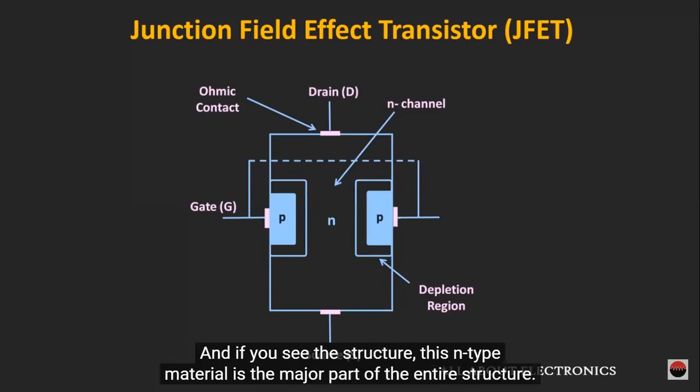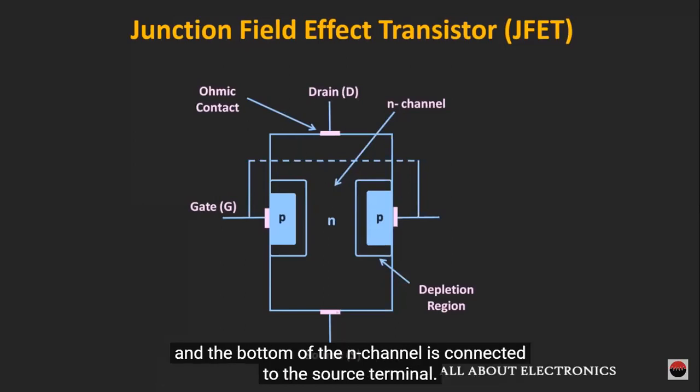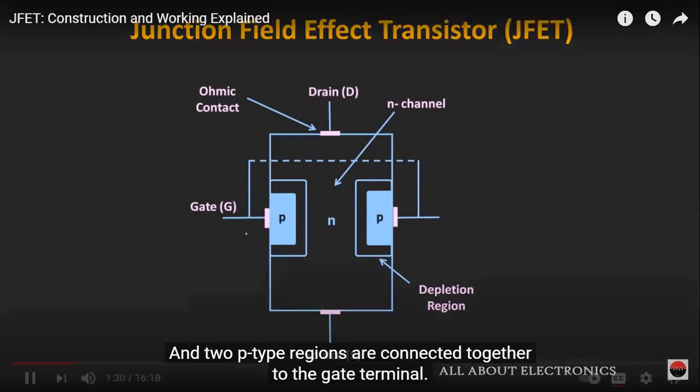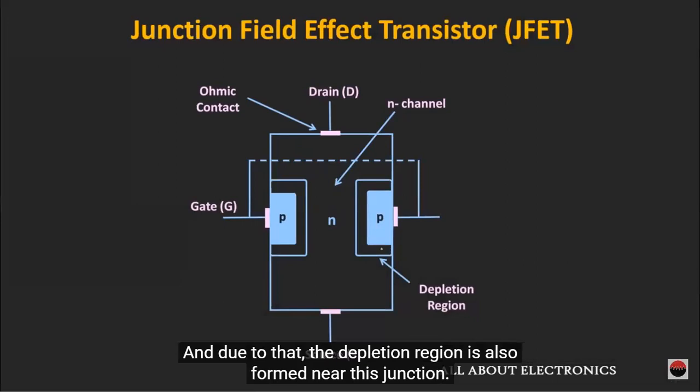And if you see the structure, this N-type material is the major part of the entire structure. So through the ohmic contact, the top of the N channel is connected to the drain terminal, and the bottom of the N channel is connected to the source terminal. And the two P-type regions are connected together to the gate terminal. So in this N-channel JFET, due to these P-type regions, two PN junctions are formed, and due to that the depletion region is also formed near this junction.